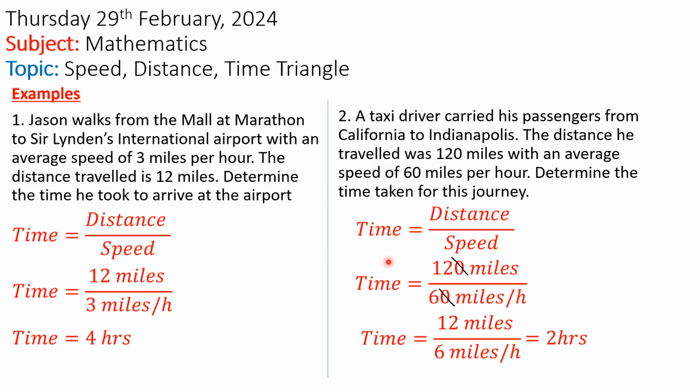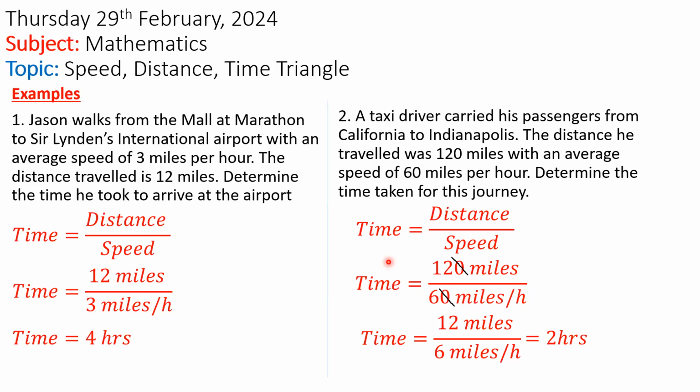To find time, we have to do distance divided by speed, distance over speed. The distance was 120 miles and the speed was 60 miles per hour. So we put 120 over 60. We cancel out the 2 zeros, one from 120 and one from 60, which leaves us with 12 over 6, and then we divide it. And 6 goes into 12 twice. So that means the time he took was 2 hours.